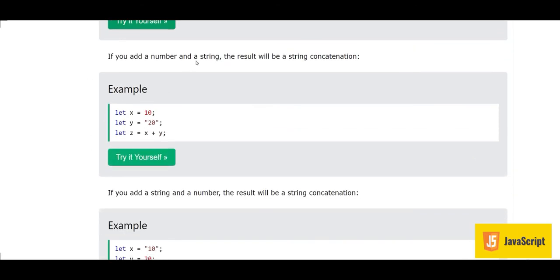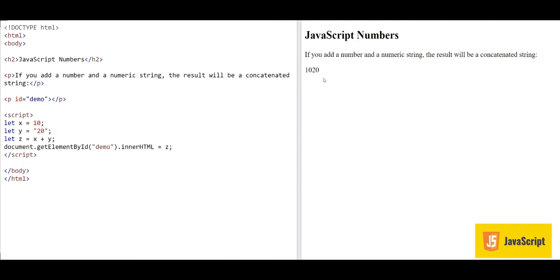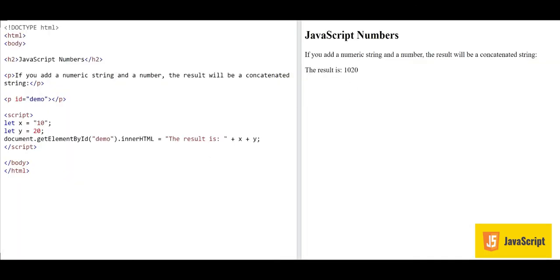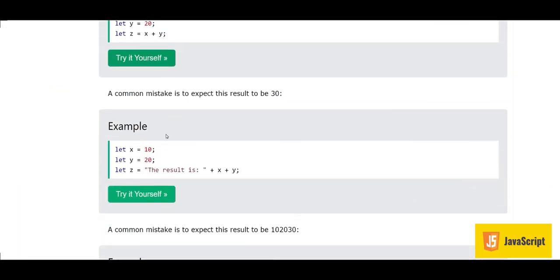And if you have one number and one string, what will happen? You are adding 10 and 20, so the answer will be 1020 again, because the first is a number and the second one is a string. And if you add a string and a number, the reverse, the answer is still the same. A common mistake is to expect this result to be 30.